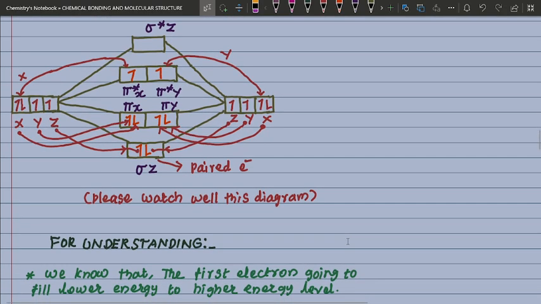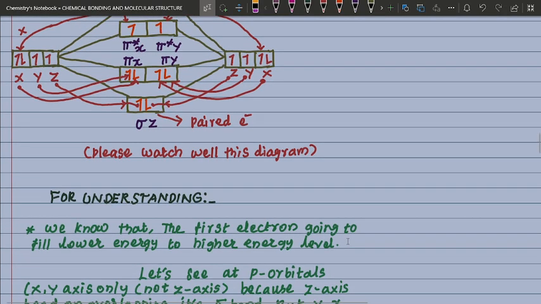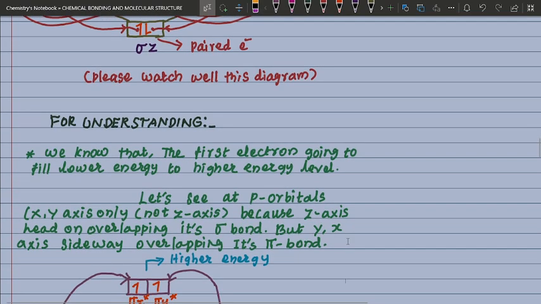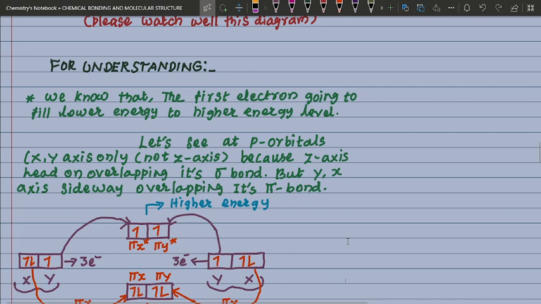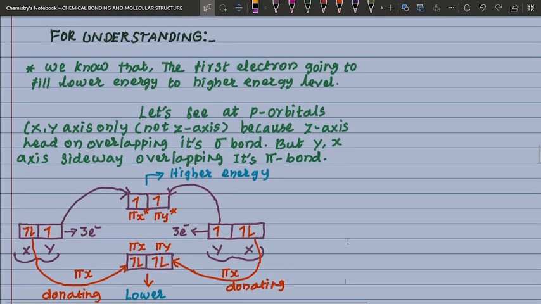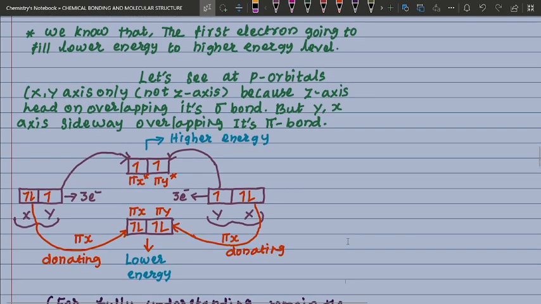For understanding, we know that the first electrons are going to fill from lower energy to higher energy levels. Let's look at the p orbitals: x, y, z axes. The z axis is head-on overlapping, so it is a sigma bond, but the y and x axes are sideways overlapping, because it is a pi bond. Please keep it in mind. These are all very important words.